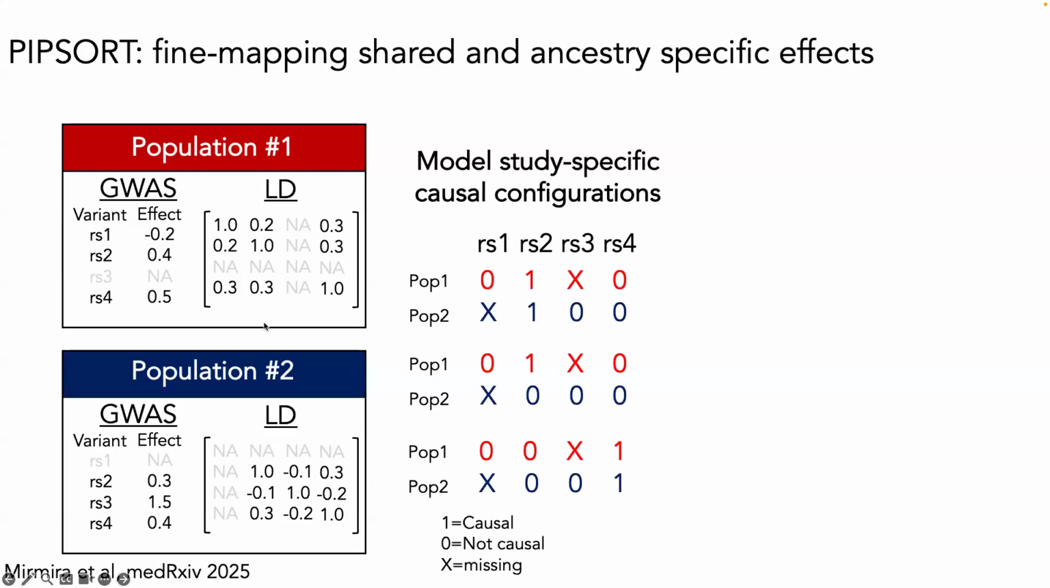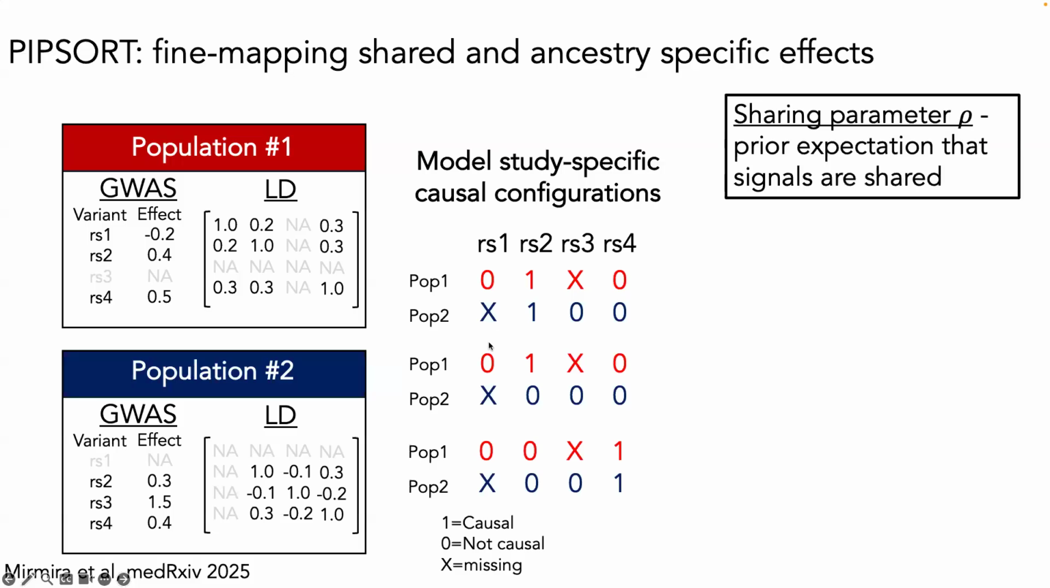And the other thing that she did was take those configurations that we are examining, and now instead of having a single vector of 0s and 1s for causal, not causal, she just extended that to have population-specific causal vectors. So now we have a number here for each of the different populations saying for this particular variant, it's either not causal, or 0, or causal, or 1, or missing, which are the X's. And then we can similarly bring in a prior probability of each configuration.